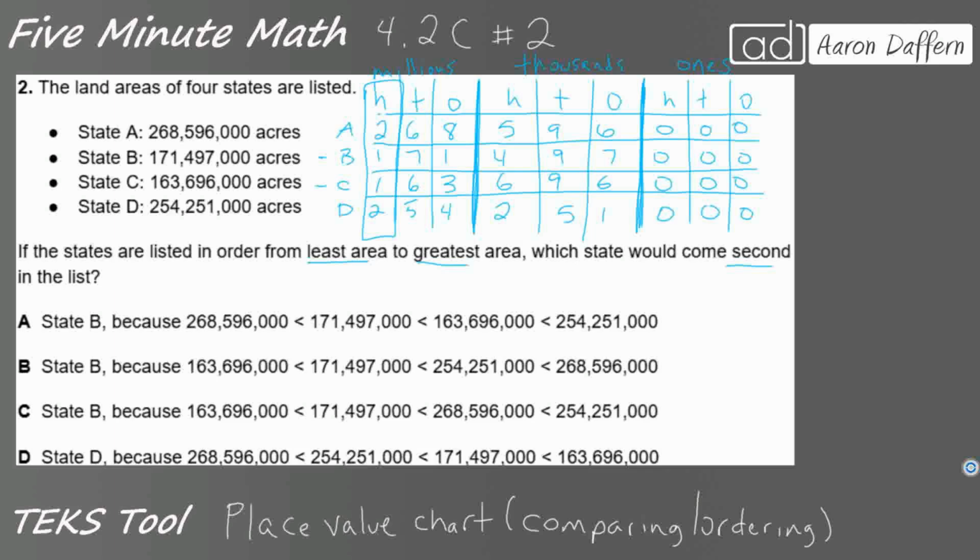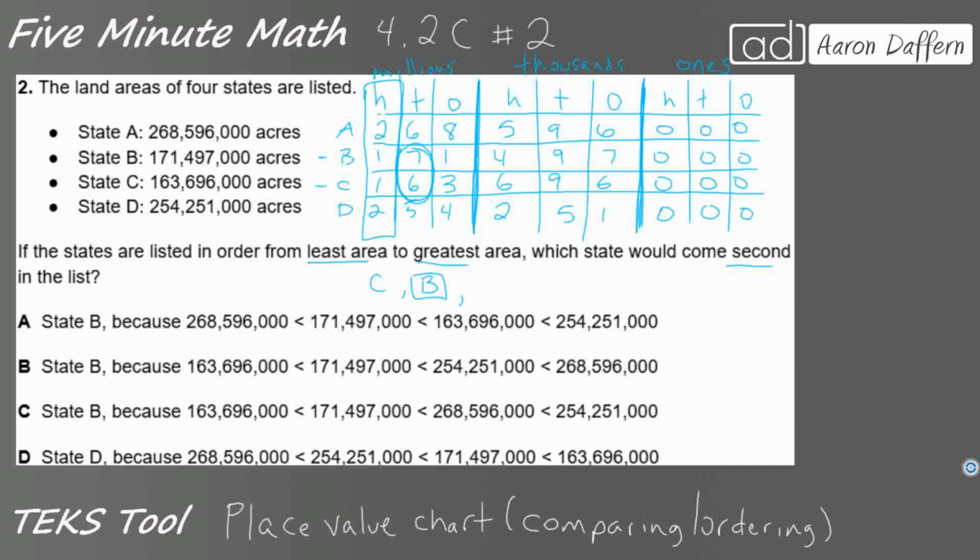200 million. So now let's take a look at B and C, and then what we do is we go next door. We go right here, we look at the 10 millions. If those are the same, we go to the 1 millions. If those are the same, we go to the 100,000s. We can actually stop at the 10 millions because we have two different numbers. We have a 7 in the 10 millions that's worth 70 million on state B. We have a 6 in the 10 millions that's worth 60 million on state C. And 6 ten millions is less than 7 ten millions. So we can say that our smallest is going to be state C. Then our next smallest is going to be state B, that's the one we're looking for.